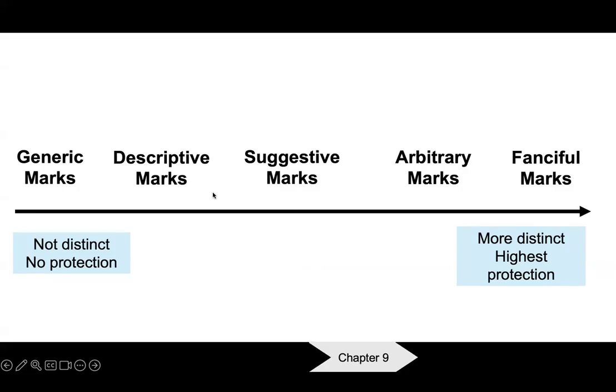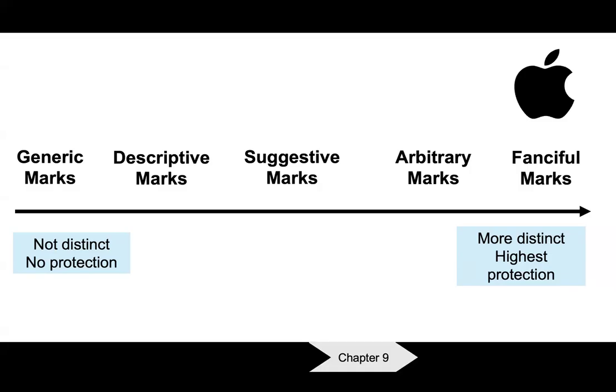Now, arbitrary or fanciful marks are strong trademarks that are typically creative or unique and set you apart from your competitors. One example we can think about is probably the Apple logo. We know that Apple obviously has a really strong brand identity and brand equity. And this is a logo that is creative, unique, and sets them apart from other competitors, Microsoft, IBM, etc.